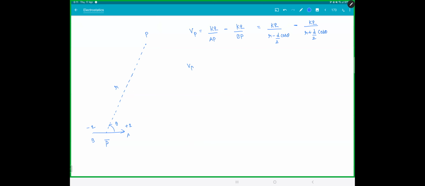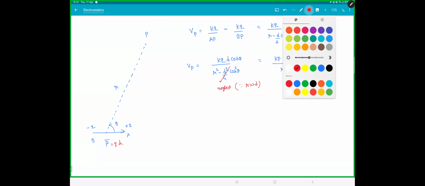Cross multiply. You will get KQ by, denominator will be R square minus d square by 4 cos square theta, and the numerator there becomes 2 d by 2 cos theta, you'll get d cos theta. But what is Q into d? P. So this will be Kp cos theta by R square. Since R is much, much greater than d, we can neglect this. And we know P is nothing but Q into d. Check. That's your formula, everyone.